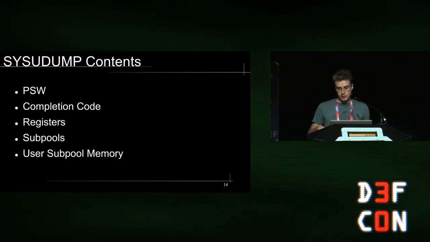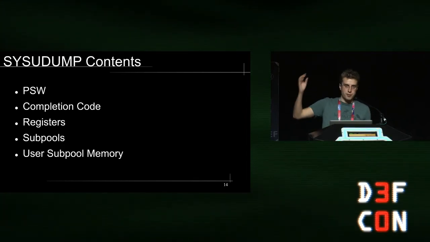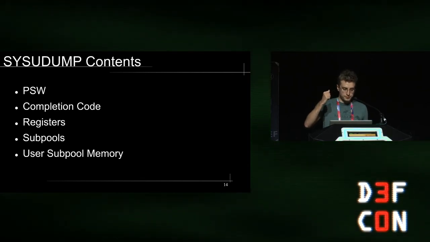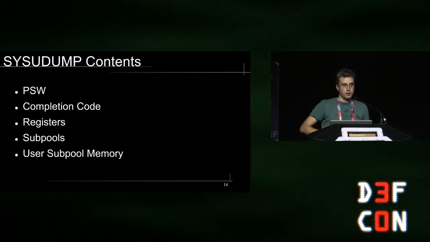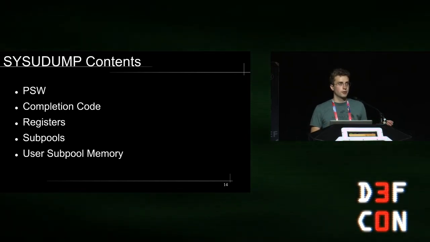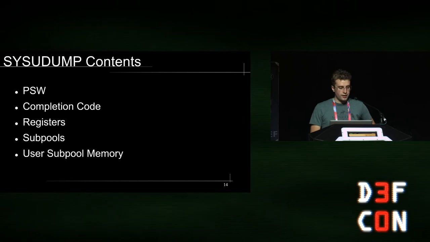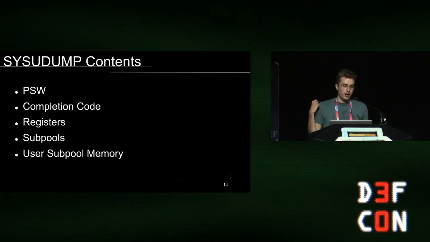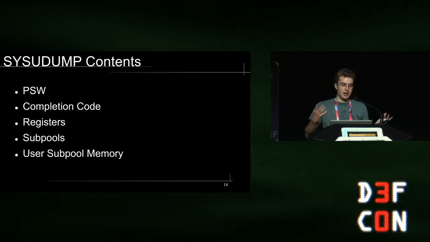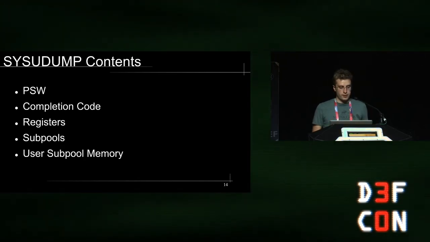We also have a list of subpools. Subpools are, when I showed you that memory map, you're allowed to ask the system for different parts of memory. This is useful for saying, okay, what memory has my program allocated, and where? And then we also get a big dump of all of the contents of the subpools we actually have access to.